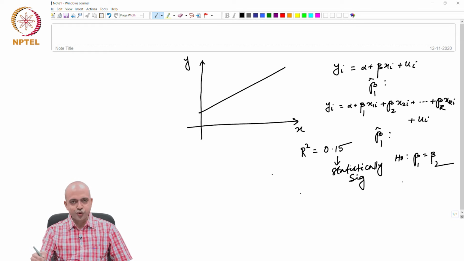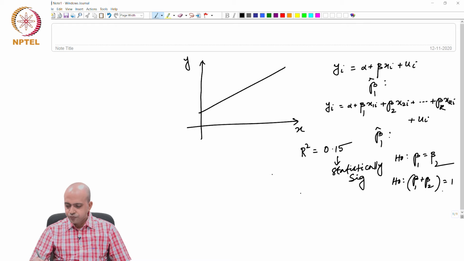This is something which you can test. You can also test this type of hypothesis. Let us say I am testing the hypothesis beta 1 plus beta 2 equals 1. So, this is called testing linear restrictions, okay, linear restriction.